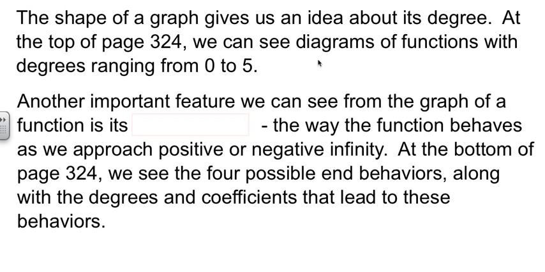Now, another feature that we can use looking at the graph is something called end behavior. It's the way the function behaves as we get way out into the far positive numbers on the far right or the far negative numbers on the far left. At the bottom of 324, same place I just referred you before, you can see the 4 possible end behavior patterns, along with the kinds of degrees and coefficients that lead to these behaviors.